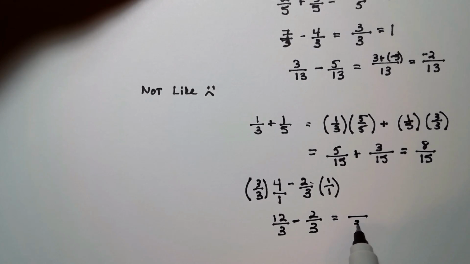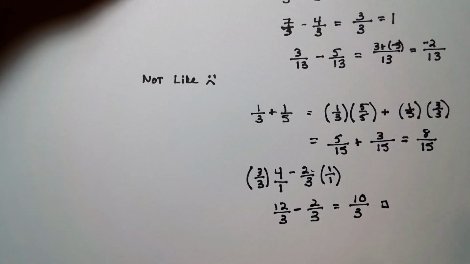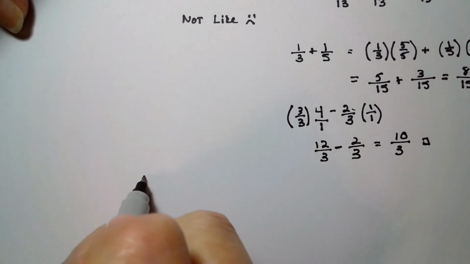Denominators are the same, so now we could add or subtract the numerators. 12 minus 2 is 10. Okay, that's pretty much it. Here's some for you to try.